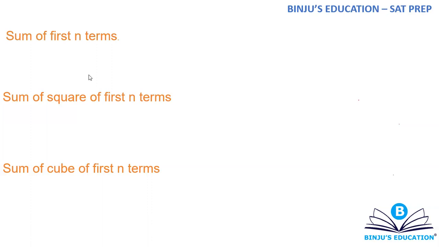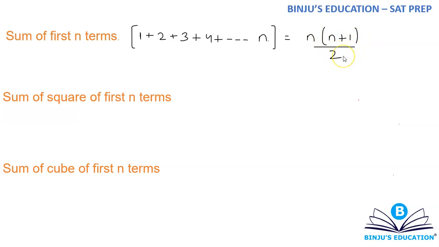Now what I mean by first n terms is something like this: 1 plus 2 plus 3 plus 4 and so on and so forth up to n. So if you have these n terms, then the sum for these will become n into n plus 1 divided by 2. Okay, let's suppose if you have 1, 2, 3, 4 up to 11 terms, then the sum will become 11 into 12 divided by 2. If it is 45 terms, then the sum will become 45 into 46 divided by 2.